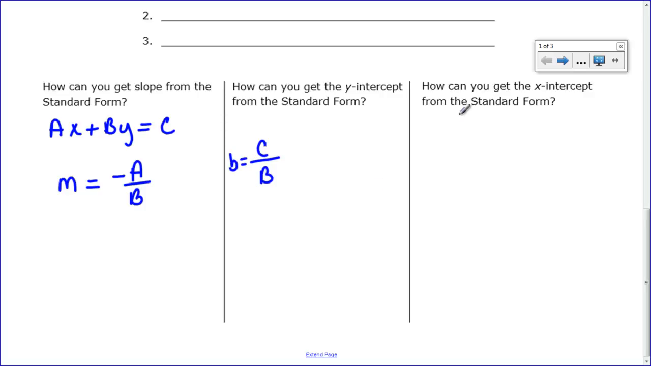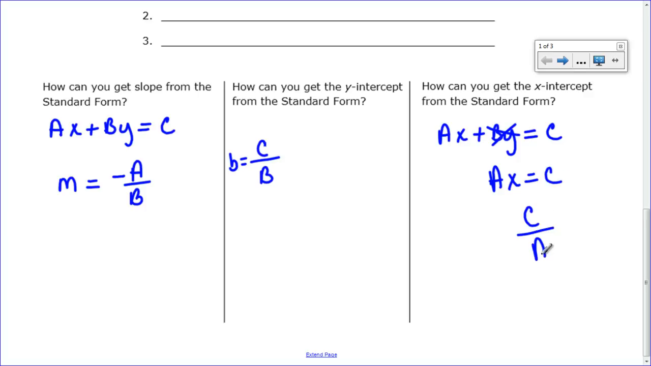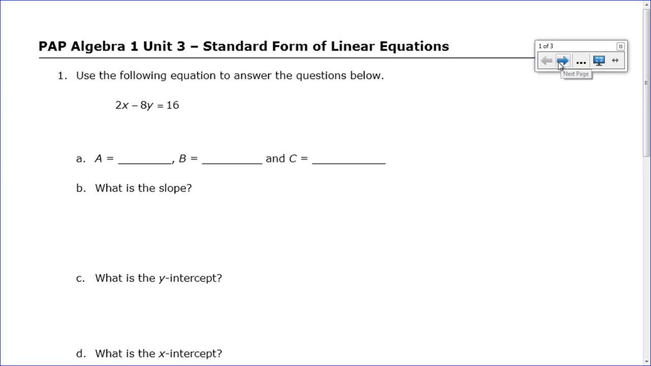And to get the x-intercept from standard form, you take your ax plus by equals c, and if you want to get the x-intercept, you cover up the y value, and so you have ax equals c, so you just do c divided by a. That will give you the x-intercept. The easiest way to get intercepts, though, is just to do the cover-up method like we did before, where you cover up the one you don't need and solve for the one you do need, which we'll practice in just a second. The big one is that shortcut for slope, the opposite of a divided by b. Makes your life so simple.